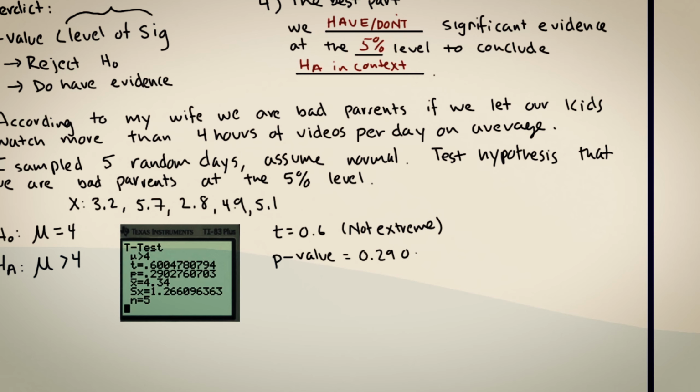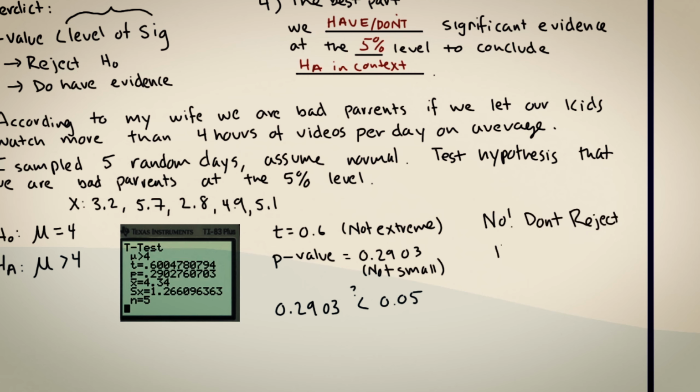The p-value was 0.2903. This represents a probability. A 30% chance is not small. I'm not comfortable with that level of risk. So we need to ask ourselves, is 0.29 less than 0.05? No. So we did not get an extreme t-score, and we did not get a small p-value, so we're not going to reject the null hypothesis. We do not have evidence.